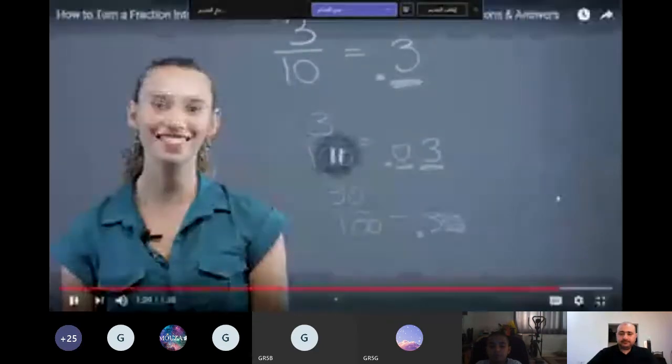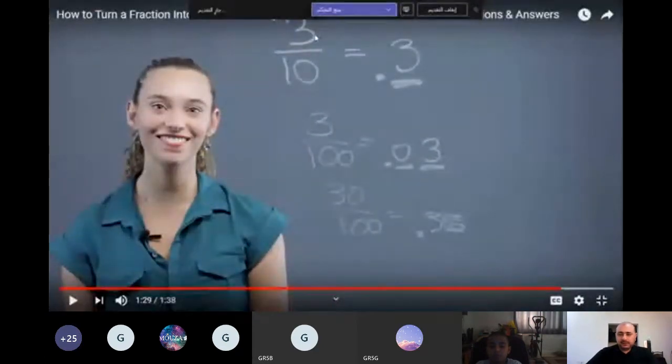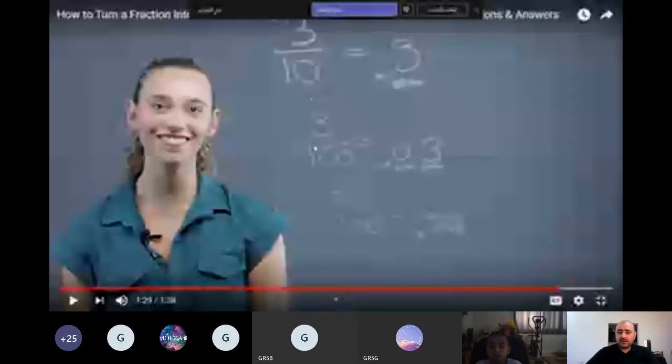I'm Rachel, and thanks. Listen please to these examples. Here we have a fraction, 3/10. As you see here, the denominator will be 10. The denominator here will be 100. So the denominator will be a power of ten.